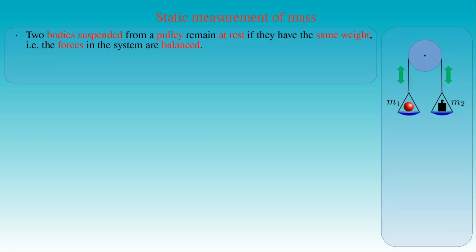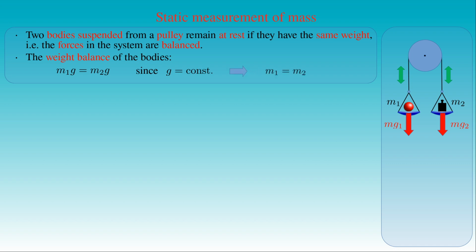The fact that the weight of a body is proportional to its mass allows us to perform a simple but accurate measurement of mass. We place two bodies with the mass m1 and m2 on two pans suspended from a fixed pulley. This system only remains at rest if the bodies have the same weight and the forces in the system are balanced. We suppose that the gravitational acceleration g is also the same everywhere in the system with a relatively small size, and we can write for the weight balance of the bodies that the mass m1 times the gravitational acceleration g is equal to the mass m2 times g. Since g is the same at the locations of the two bodies, it is constant in this equation. Therefore, the mass m1 is equal to the mass m2.